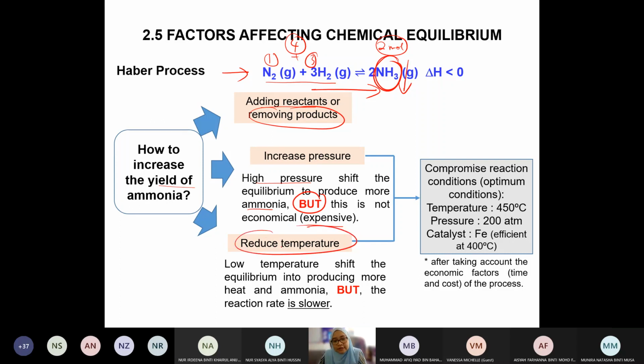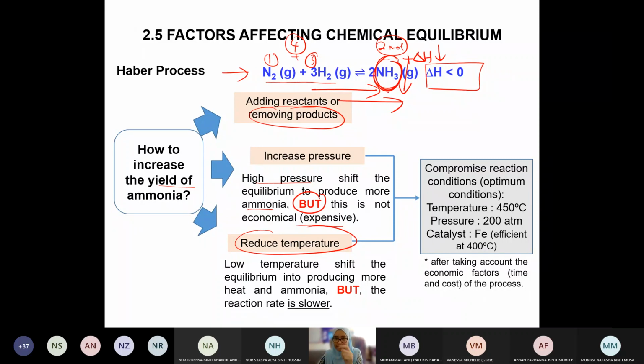We can reduce the temperature because we know that the reaction is exothermic, guys. Exo, that means kita ada delta H, the reaction produces heat lah dekat situ. Okay, when we reduce the temperature, imagine kita rendahkan the temperature, the system is at stress, so the system needs to produce more heat sebab nak panaskan balik kan. So in order to produce more heat, the system will shift to the right, again producing more ammonia. Okay, producing more ammonia and also heat.